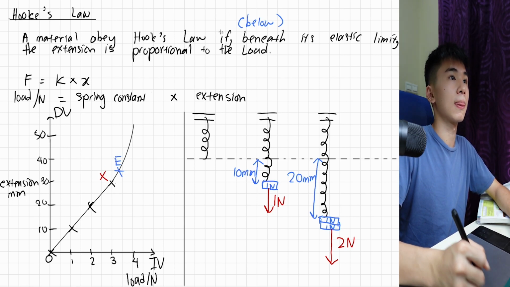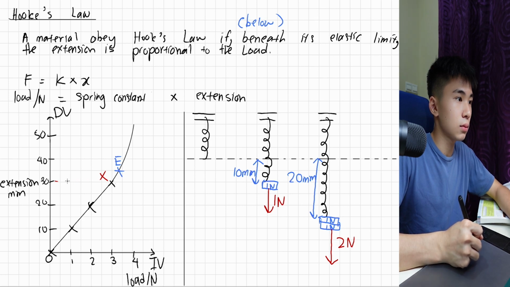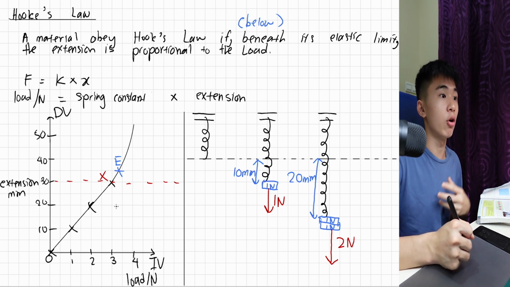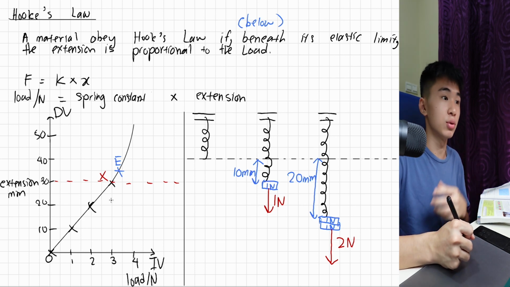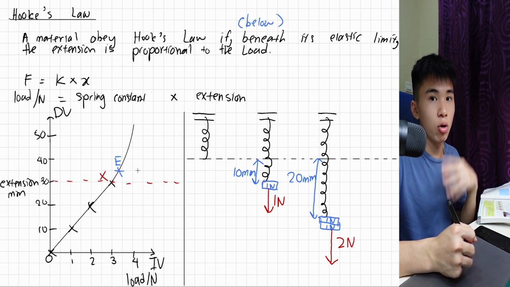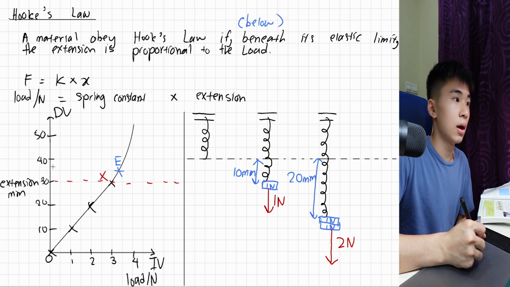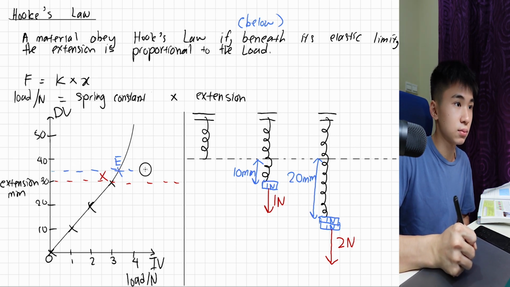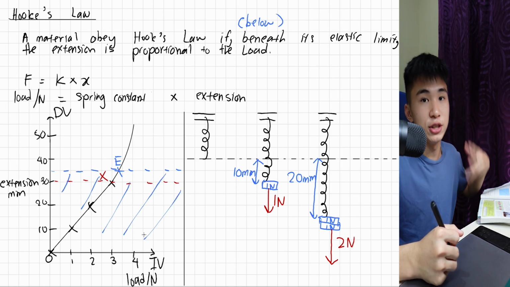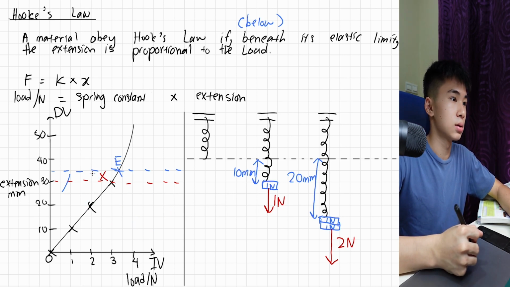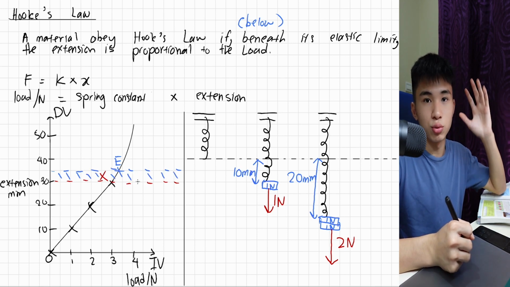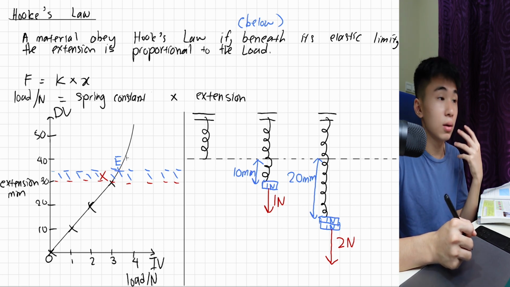So anything below point X will obey Hooke's law, which is F equals kx. Furthermore, anything above point X is not going to obey F equals kx. No more Hooke's law above point X. And what's special about point E is that anything below point E will return to its own original length. So in this zone, this blue zone, there is no F equals kx. Anything above point X will not obey F equals kx.